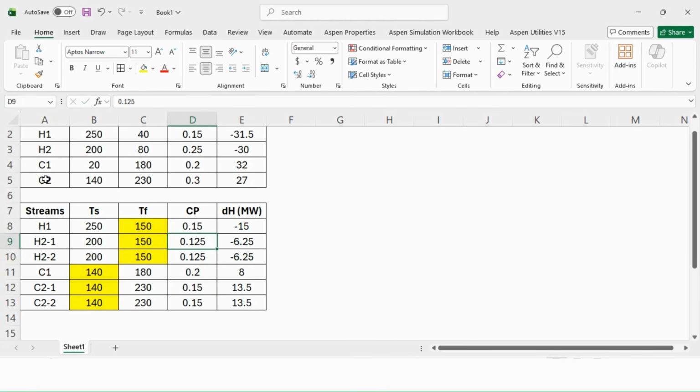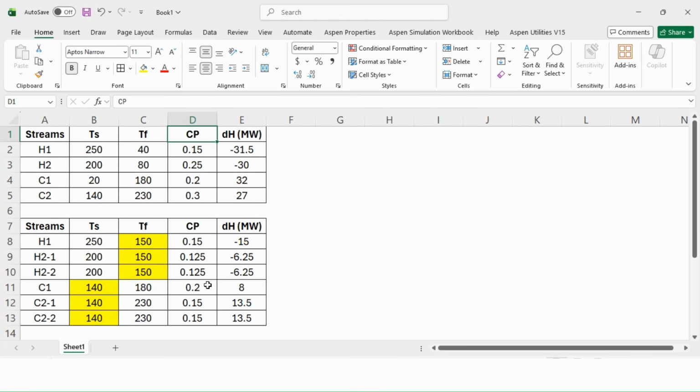Now you can see you can connect any stream with any one without having a CP issue. Our first rule, the number of hot streams should be less than or equal to the number of cold streams, is verified. And now if we connect H1 with C1 or C2, and H21 and H22 with C1 or C2, both are okay. So this problem is resolved.